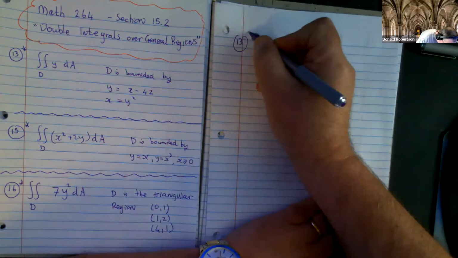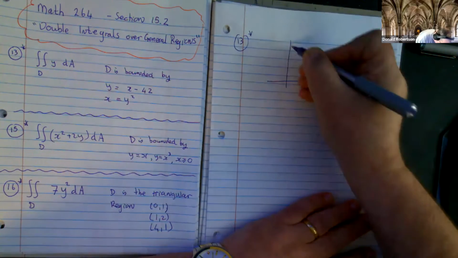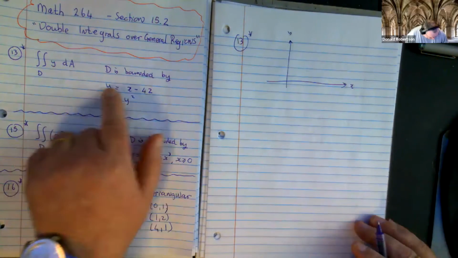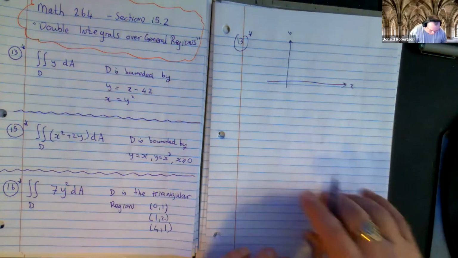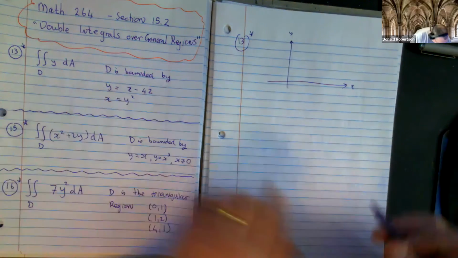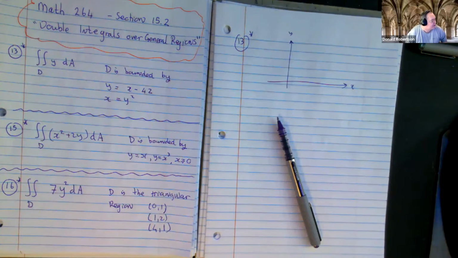So my first one is going to be this one here. Very often, it's a good idea, if you can, to sketch the region D so you've got an idea whether you're going to go type 1, which is vertical, or type 2, which is horizontal. Here we have y equals x squared. Unless it's an obvious one, I would use Desmos for the more awkward ones. So here, Desmos.